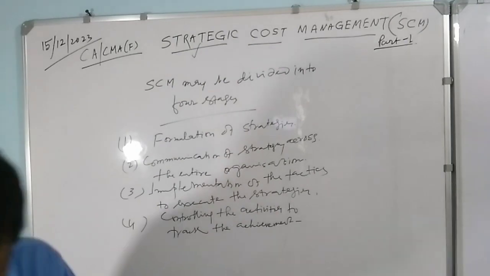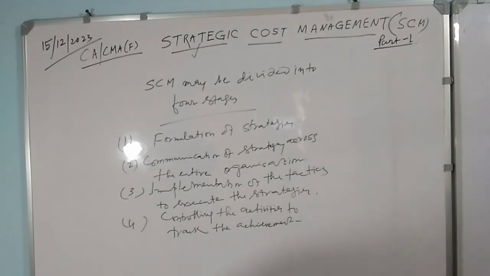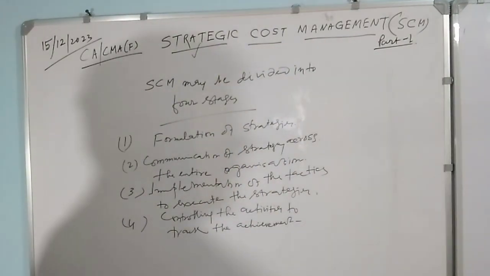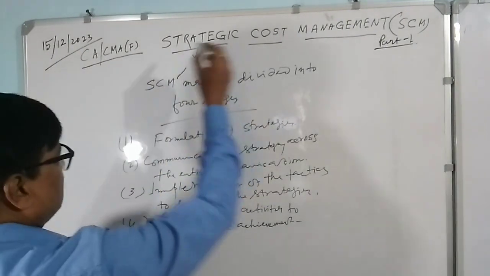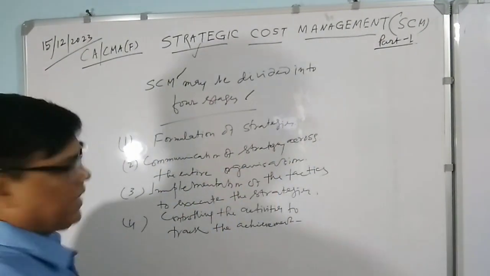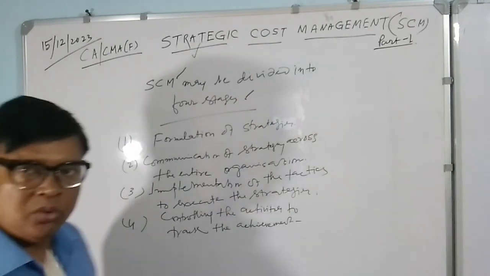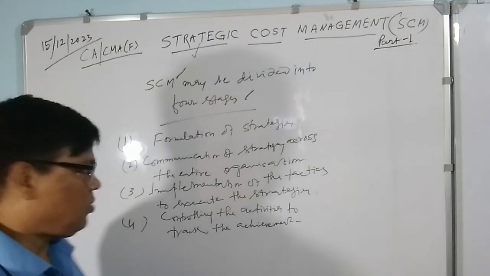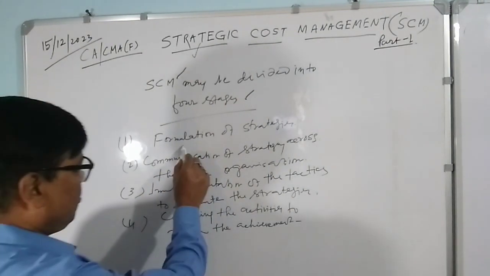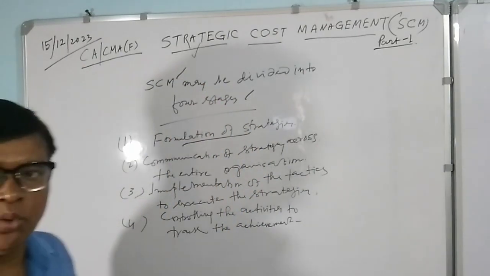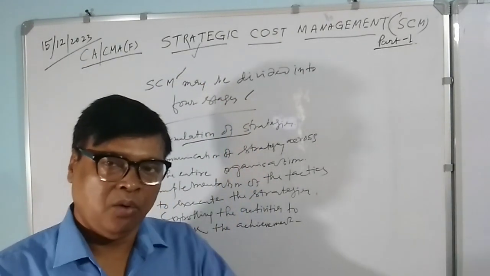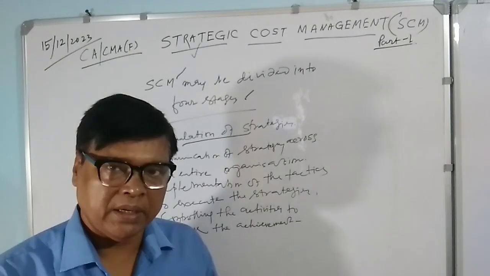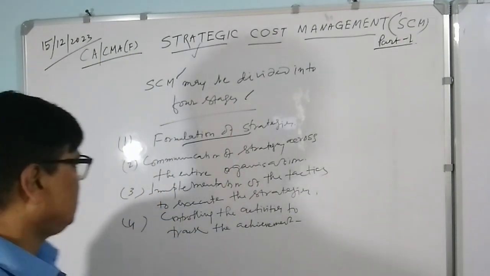You see that this is a very interesting thing you understand here. Strategic cost management is divided into 4 stages. How do you have to go? You have to go stage wise. Formulation of the strategy. First you have to create the strategy. You have to formulate the strategy. Where you have to go, what decision to take, how to take, all those things.